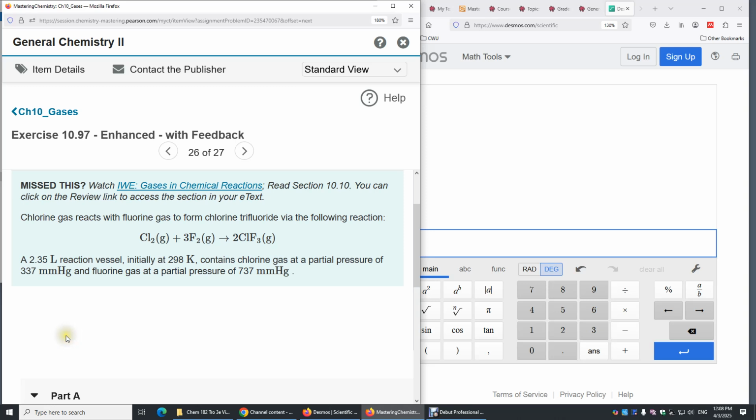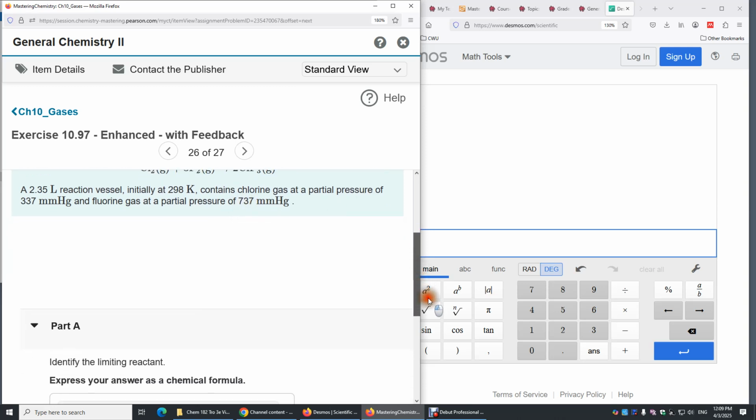Chapter 10 Gases. Exercise 10.97. Chlorine gas reacts with fluorine gas to form chlorine trifluoride. Here's the chemical equation. A 2.35 liter reaction vessel, initially at 298 Kelvin, contains chlorine gas at a partial pressure of 337 millimeters of mercury and fluorine at 737 millimeters of mercury. Part A.